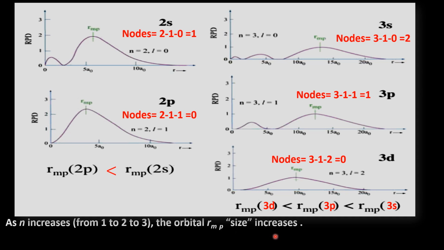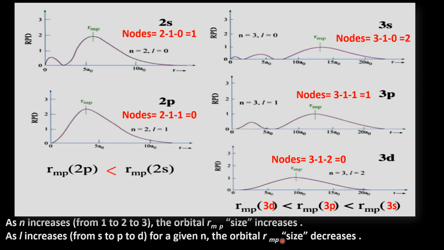So this is the first trend, that is with the value of n: as the value of n increases, the orbital most probable radius size increases. The second trend you can see in this plot is that as L increases from s orbitals to p and d orbitals, for a given value of n, the orbital size decreases. The value of n remains the same, equal to 3, whether it is the 3d, 3p or 3s orbital. So as L increases, the most probable radius size decreases, and as n increases, the most probable radius size increases. These are the two trends which you can observe from these plots.